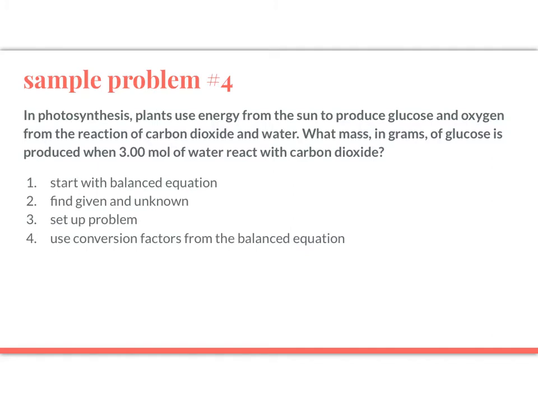Sample problem 4 says, in photosynthesis, plants use energy from the sun to produce glucose and oxygen from the reaction of carbon dioxide and water. What mass in grams of glucose? Ooh, that seems important. What mass in grams of glucose is produced when 3 moles of water react with carbon dioxide? So first things first, you have to start with the balanced equation.